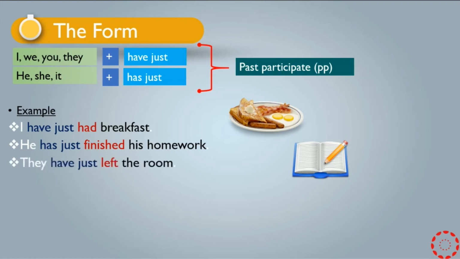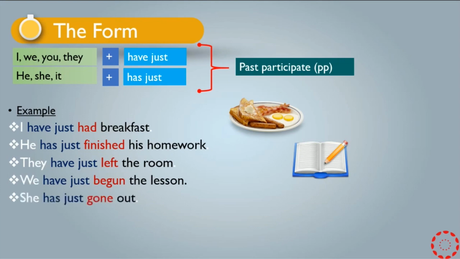They have just left the room. Because I have they, that's why I am using have just. We have just begun the lesson. She has just gone out.